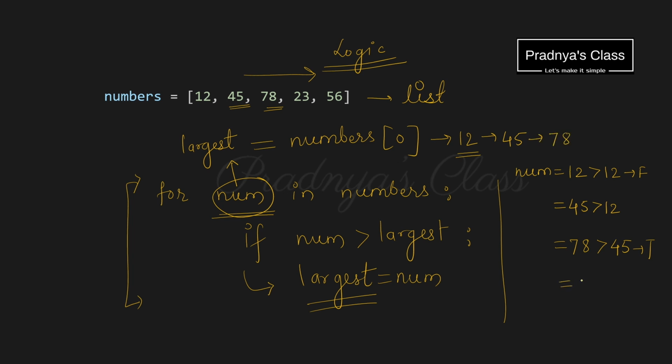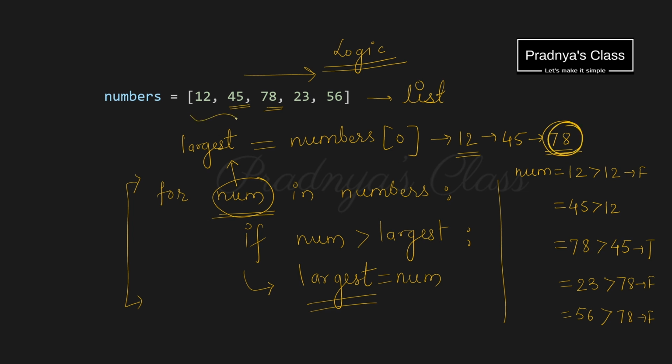After 78 we have 23. Is 23 greater than 78? No, so the largest will not change. Let's move ahead to the next element. We could see the last element is 56. Let's compare it with largest. The largest element is 78 now. This condition also will get evaluated to false. It means largest will not change. It will be as it is. Ultimately, we got the largest element as 78.